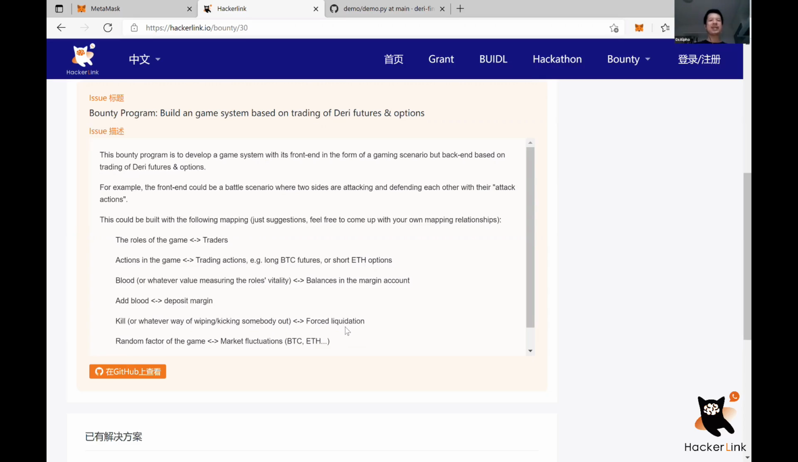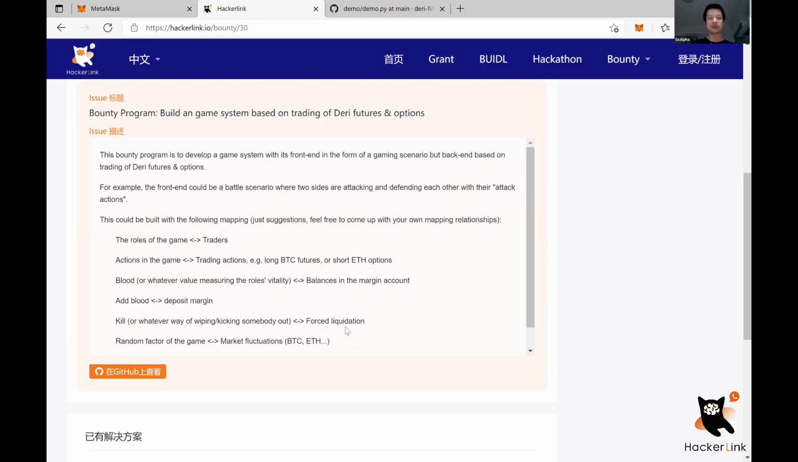And any game system would need some random factor, right? For example, some NPC randomly shows up somewhere, or you gain some score due to a random bonus, things like that. So anyway, you need some random factor in your game.